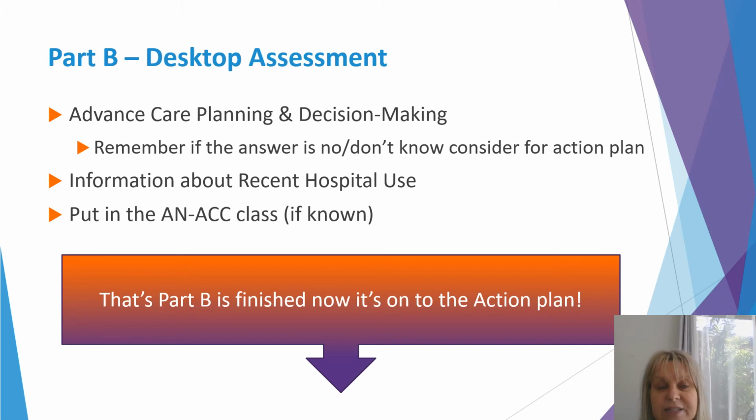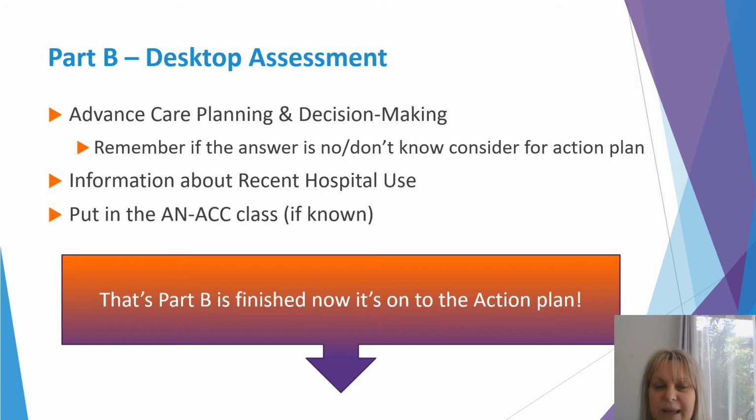Advanced care planning and decision making. This is addressed in this part B of the desktop assessment. Remember, handy hint, if the answer is no or you don't know, consider putting that in the action plan at the end. It also has information about recent hospital use, unplanned and planned admissions, and there is also a box for you to put in the ANAT class if you are known. That's part B finished. Simple, quick, easy.